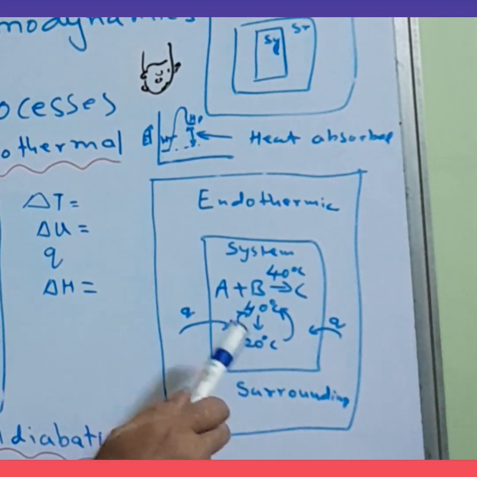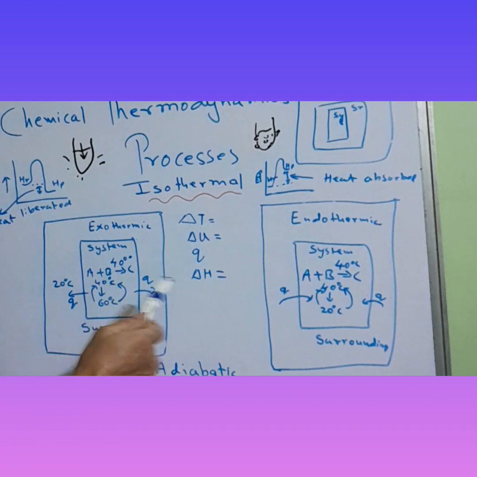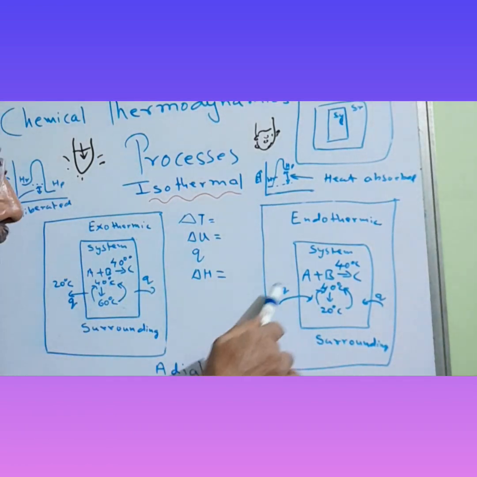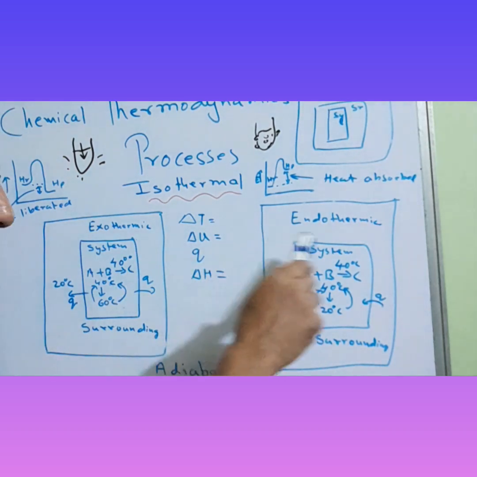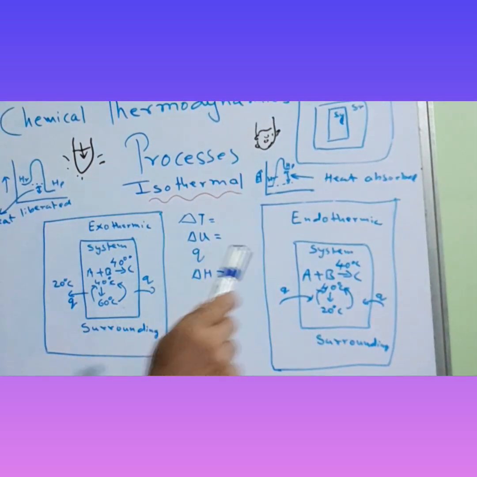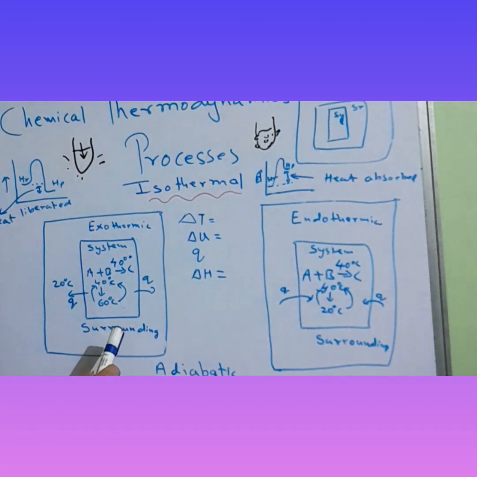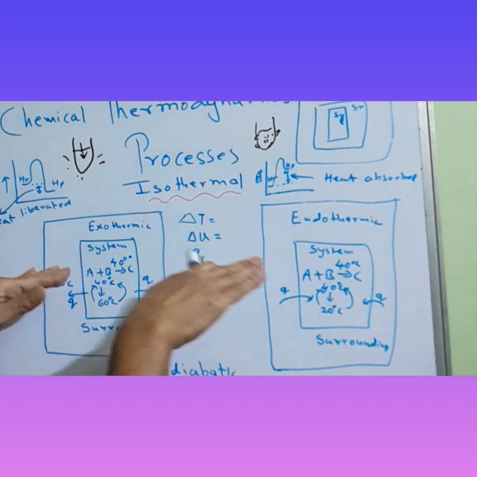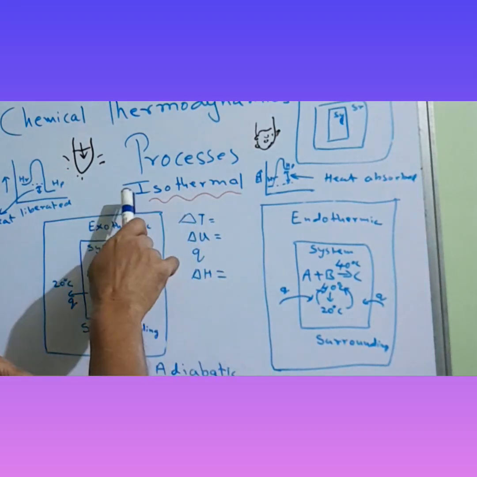Now 20 degrees Celsius, so what? Same process. Here in this case, surrounding took away heat. Here surrounding would be providing heat to the system, and the system would get back to 40 degrees Celsius. So this is the interaction between system and surrounding that maintains the temperature, owing to which the system is isothermal.